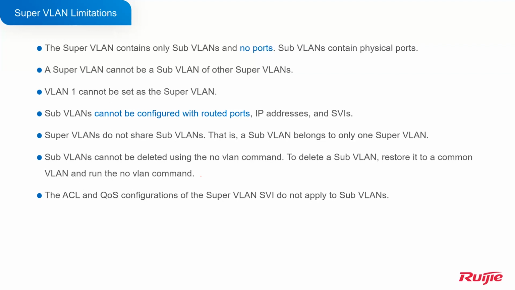Because normally, if we have created a specific VLAN, for example VLAN 10, and want to delete it, you can directly use the command no vlan 10. But if it's a sub VLAN, it doesn't work. How can we do that? To delete a sub VLAN, restore it to a common VLAN and run the no vlan command. Only in this way can you delete it. And the ACL and QoS configurations of a super VLAN SVI do not apply to sub VLANs. Okay, this is about the limitations of super VLANs.